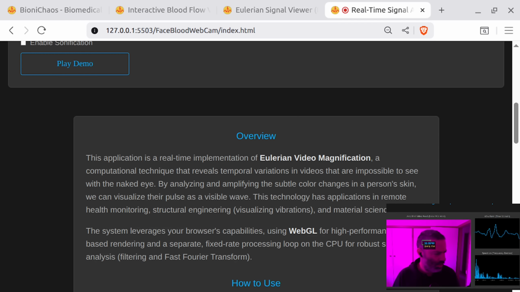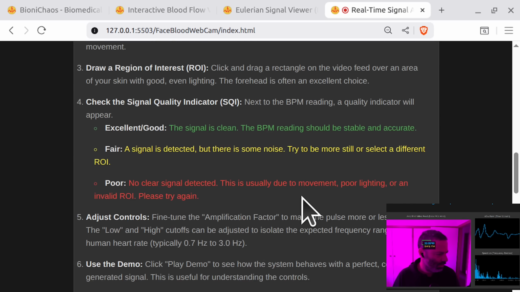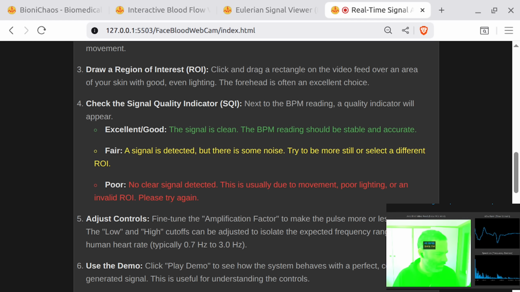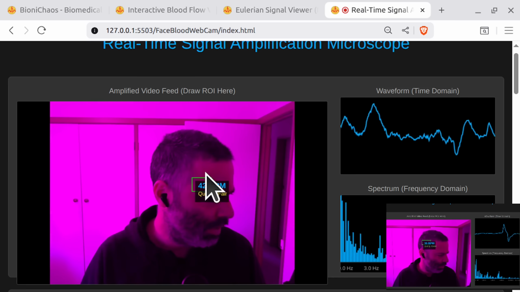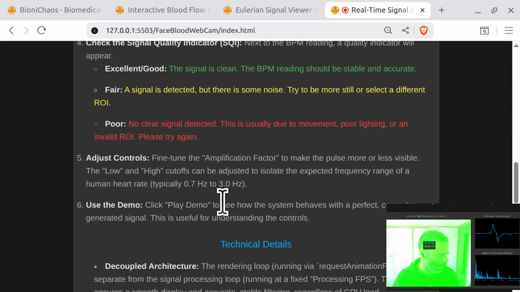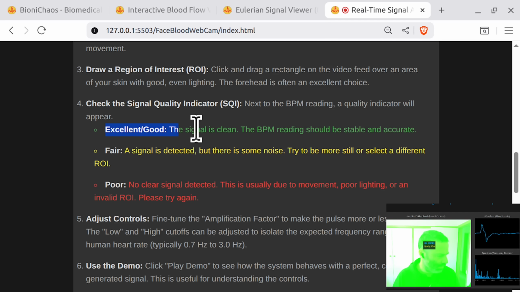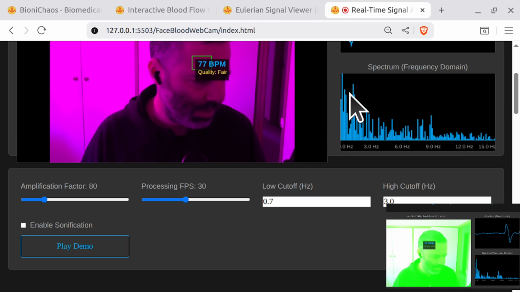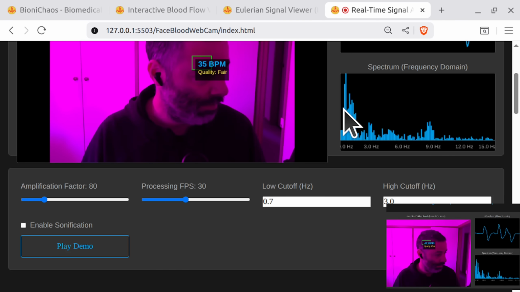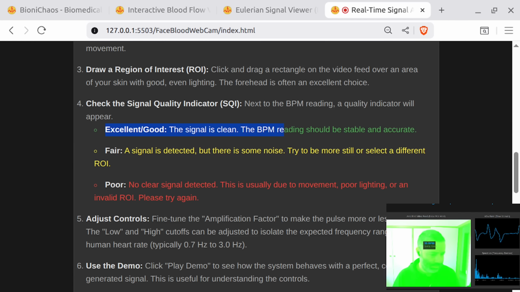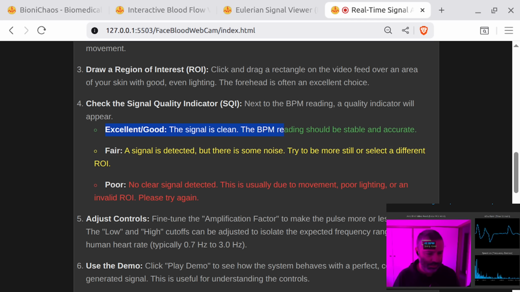Why did it regenerate the code for us? We do measure signal quality as well. And we have green, signal quality is good, reading should be stable and accurate. I think it's actually looking at how much FFT peak we have. That's a real problem. Don't fall for it. Don't make a rookie mistake.